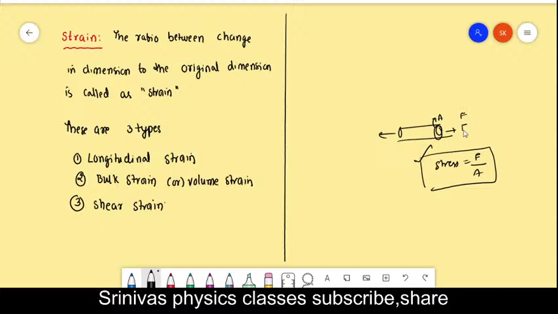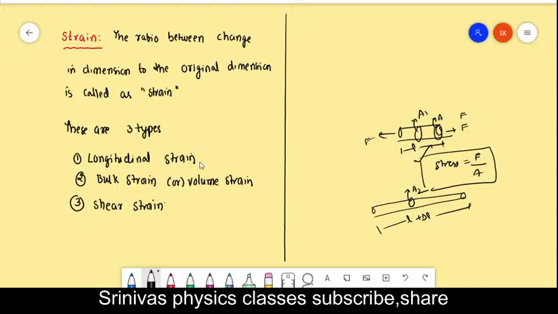When you apply the stress, this wire may elongate like this. That means its length increases. This is called a strain. Strain means the change in dimension. Its cross section is decreased. Its cross section initially A1, now finally it is A2. When it is elongated, its length increases and its cross section decreases. This type of strain is called longitudinal strain.